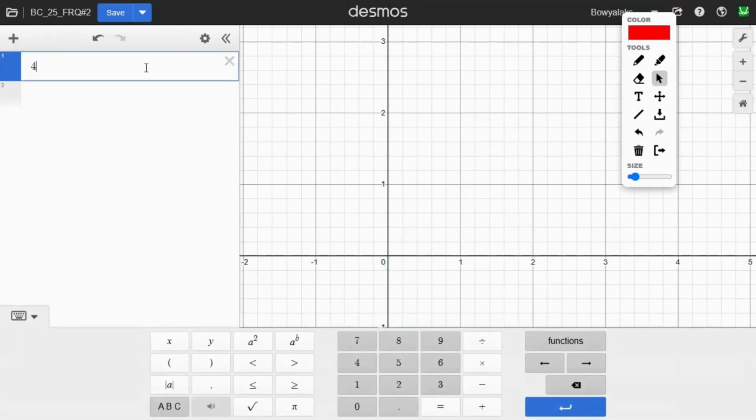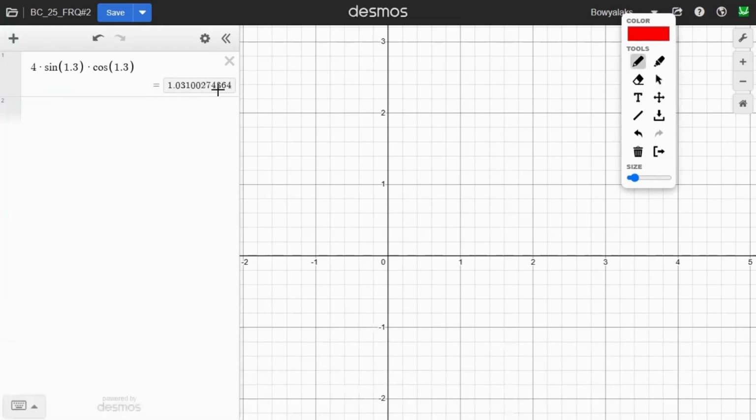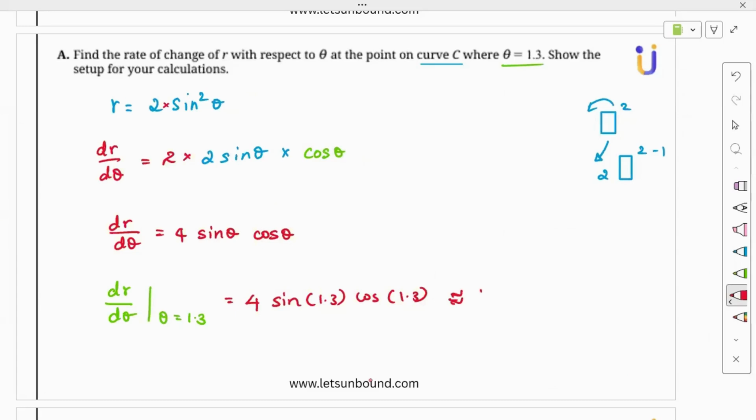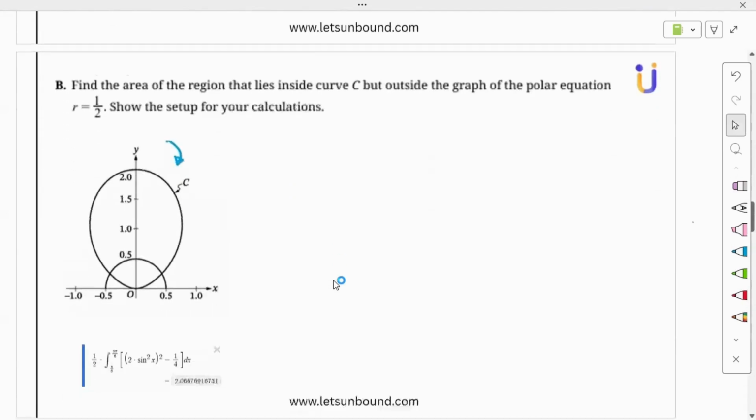Okay, so what do I need to find? 4 times sine 1.3 and cos 1.3. Use the parentheses, and one more thing, your calculator should be in radian mode. And this is our answer, 1.03100. When you get a lot of decimals, round it to 3 decimal places, so it will be 1.031. So that's our final answer. At this moment, it's approximately 1.031. That completes problem A, and we are moving to part B.